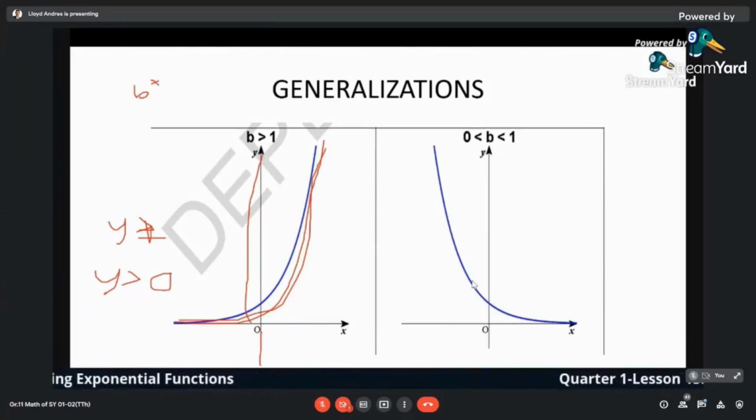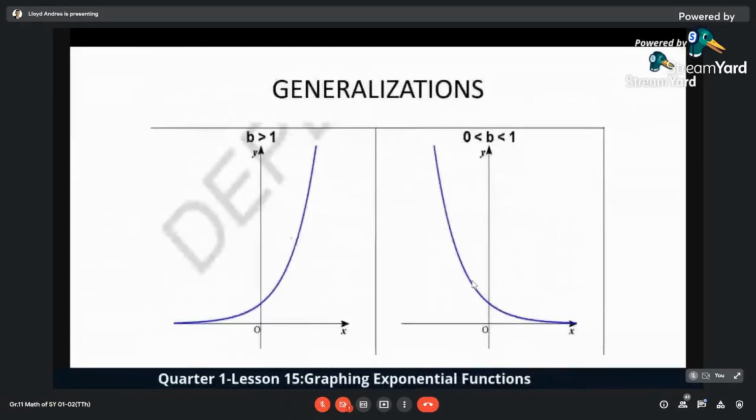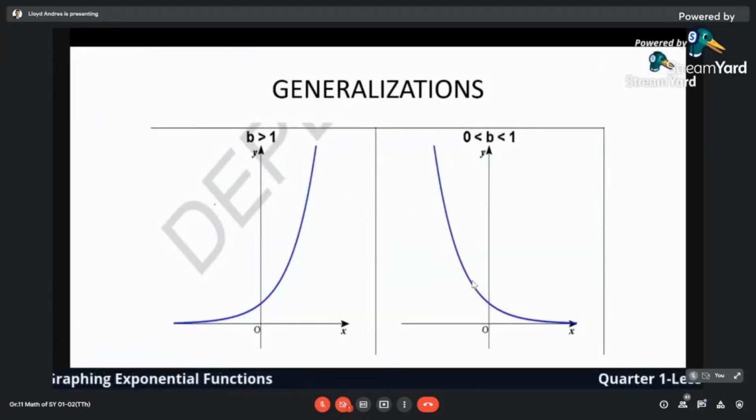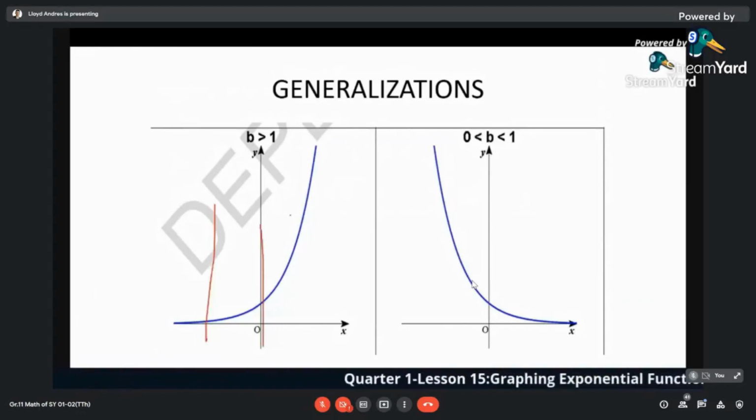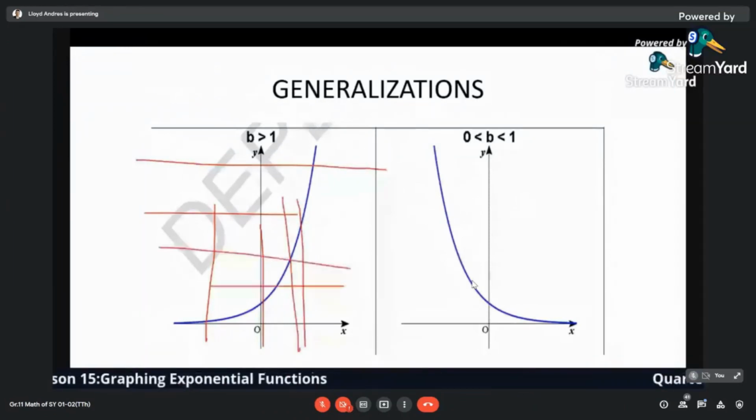Next, it is 1-to-1 and it satisfies the horizontal line test. It is 1-to-1 because with the vertical line test, wherever you draw, you hit the graph only once. With a horizontal line too, you hit it only once wherever you draw. So, it is a 1-to-1 function.